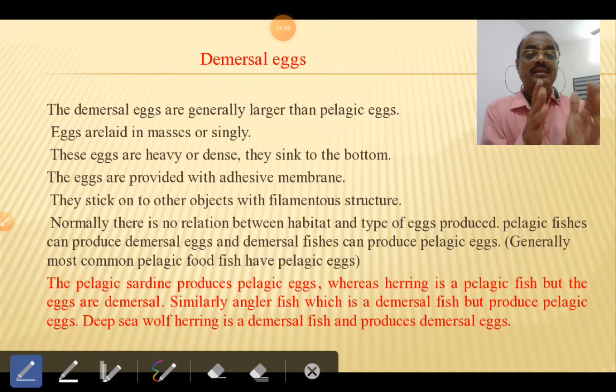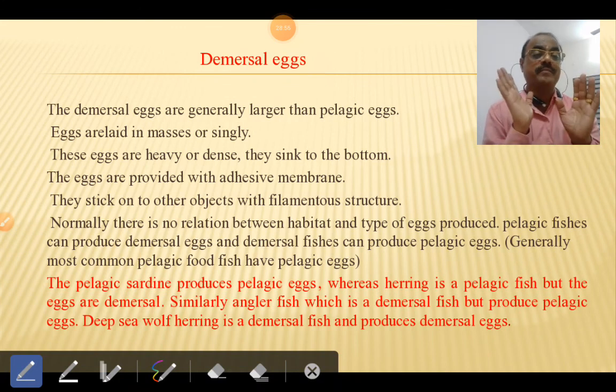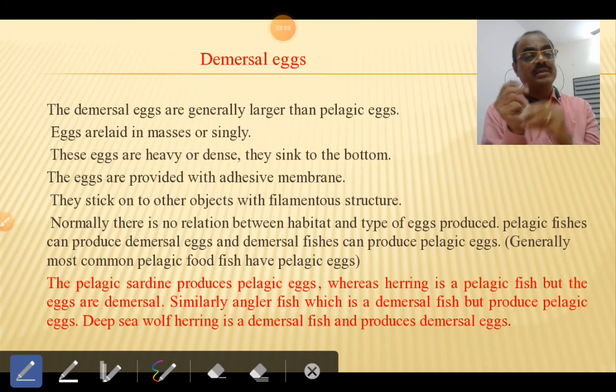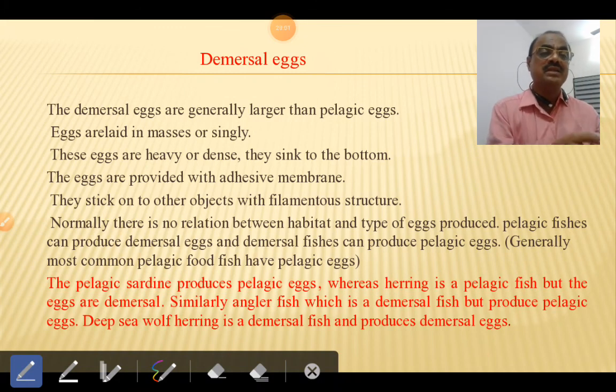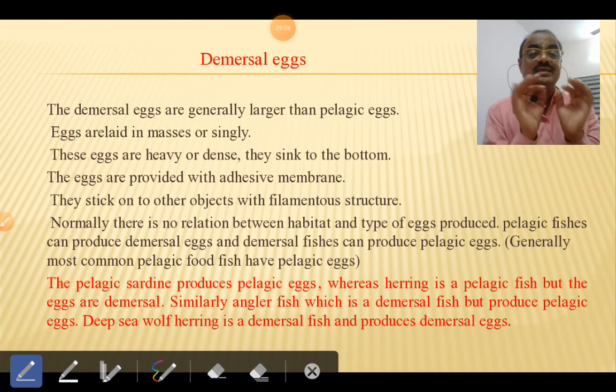I will clear it with a few examples. See, some pelagic fishes can produce demersal eggs, or some demersal fishes can produce pelagic eggs. That means some pelagic fishes produce demersal eggs, and some demersal fishes, those living at the bottom, produce pelagic eggs. Generally most common pelagic food fishes have pelagic eggs. It is a general rule of thumb, almost all pelagic fishes generally produce pelagic eggs, but it is not applicable to all fishes.